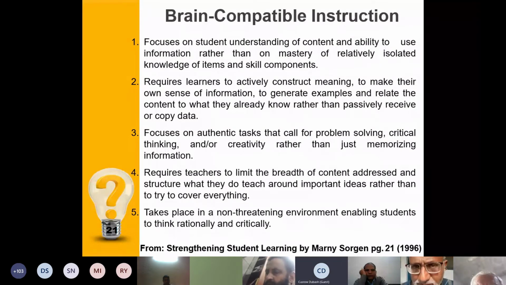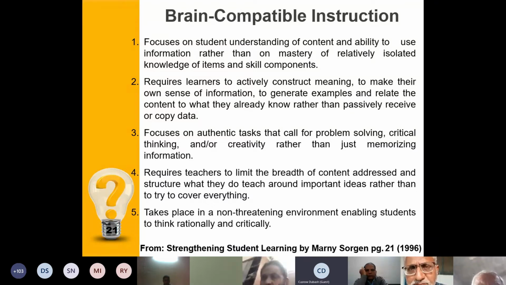Requires teachers to limit the breadth of content addressed. You know, there's so much you can do in the given time that you have, you can't teach everything. So we have to stop focusing on कि ये अभी बाकी है, ये बाकी है, 2 माह रह गए, ये बाकी है, ये बाकी है.